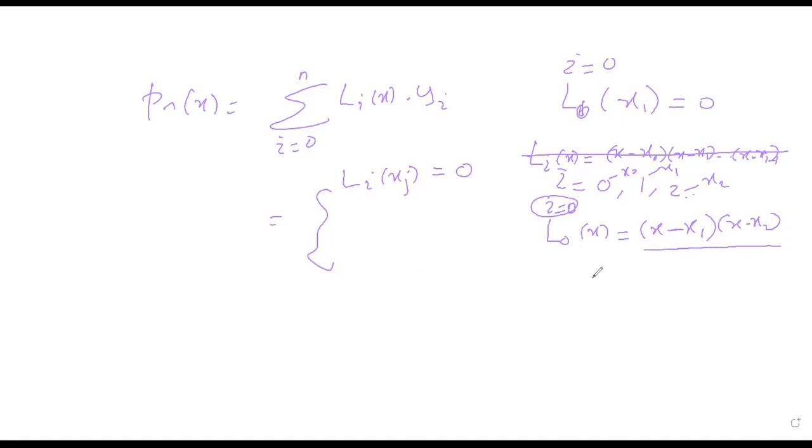According to the question, it will change. Here I can copy the same thing, x minus x2, x minus x1. But for the x value in the denominator, I need to put the xi value. If it is i, I need to put xi. So if i is equal to 0, I need to put x0, for example x0 minus x1, then x0 minus x2. Did you get that?